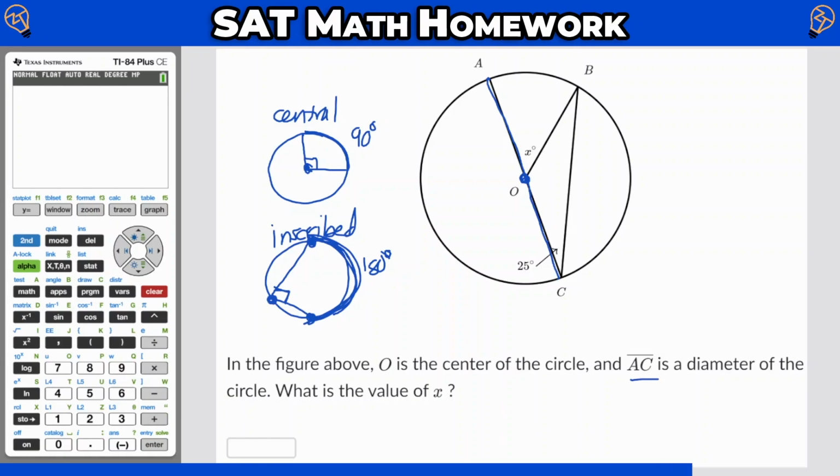So let's look at this angle 25 here. That's definitely inscribed. So the intercepted arc that it opens up to is going to be double. In other words, 50 degrees. We know that central angles are the same measure as the arc. So x is 50.